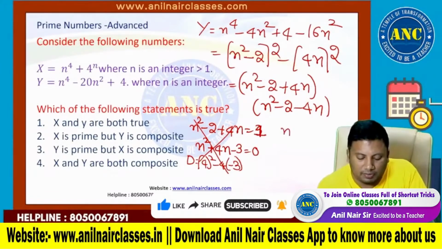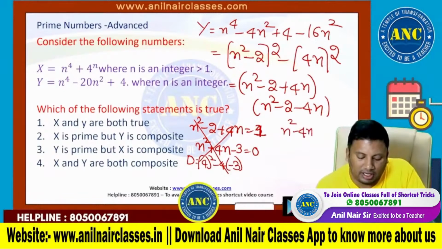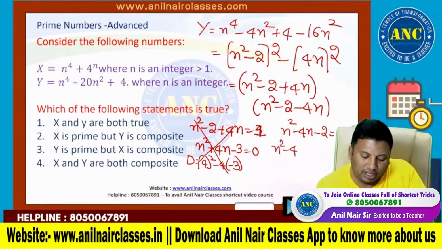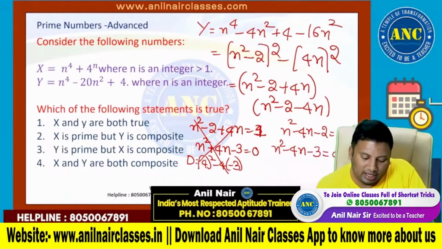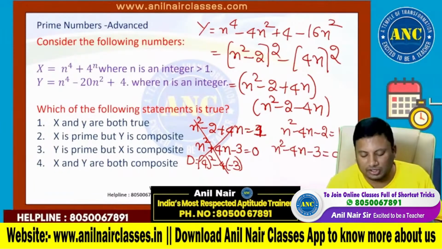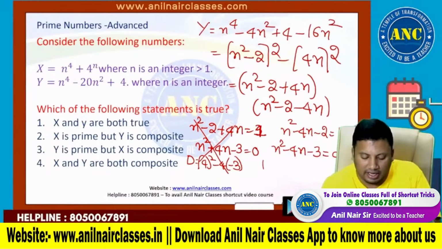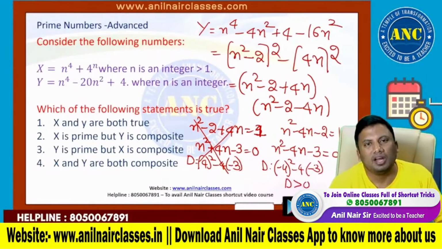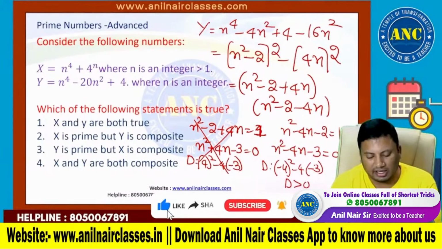So this is not possible. Next, n square minus 4n minus 2 equivalent to 1, so n square minus 4n minus 3 equivalent to 0. Again the D value is b square minus 4ac, and again D is greater than 0. The discriminant is greater than 0. If n is any integer that forms, then that value will be the answer.